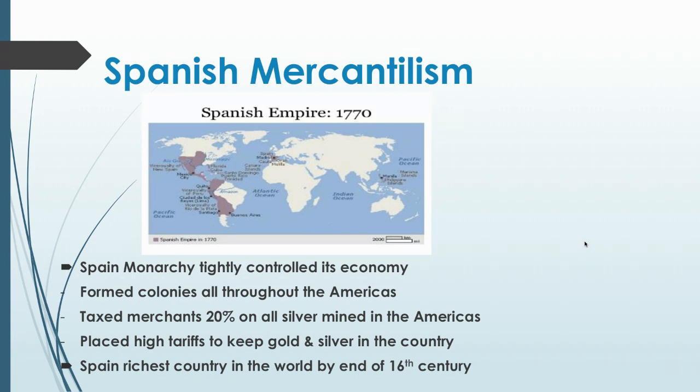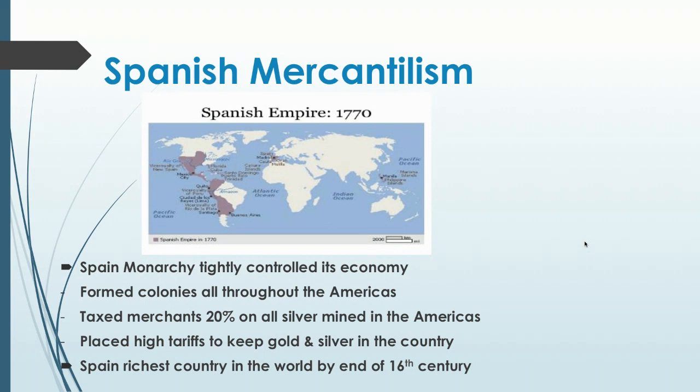They are going to heavily use mercantilism to bring all of these raw materials back to the capital. All of this silver that is mined in the Americas, merchants may keep that silver, but they have to pay a royal fifth, meaning they have to pay a 20% tax. All of that wealth comes back to the Spanish crown.